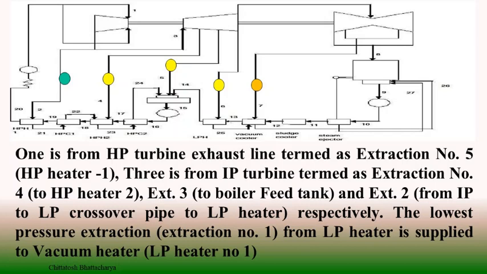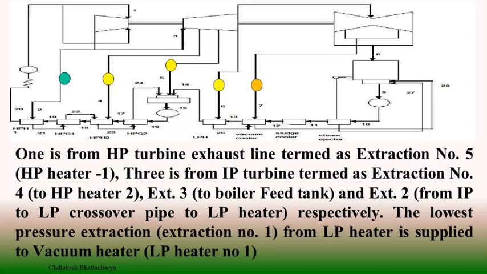3 extractions are taken from the IP turbine. Extraction number 4 is feeding HP heater 2. Extraction 3 is going to the boiler feed tank, the open heater, and extraction 2 is from the IP to LP crossover pipe to the LP heater. These are shown by orange and yellow buttons. And there is the lowest pressure extraction, extraction number 1 from the LP turbine, which is going to the vacuum heater, LP heater number 1, shown by the orange button.